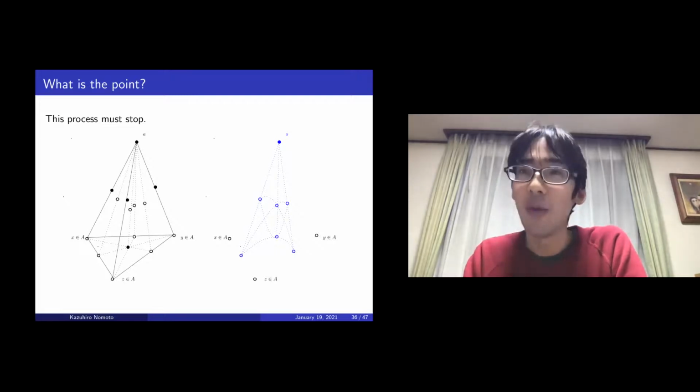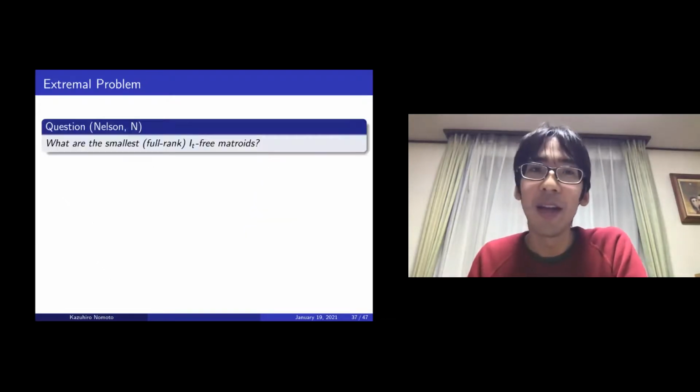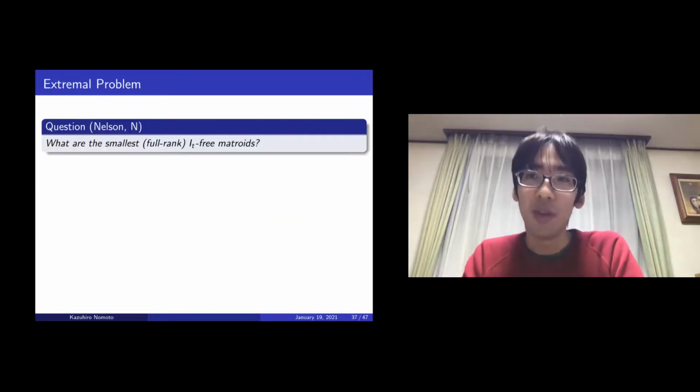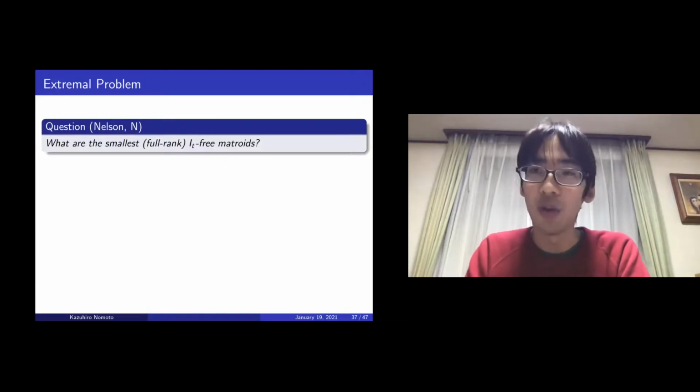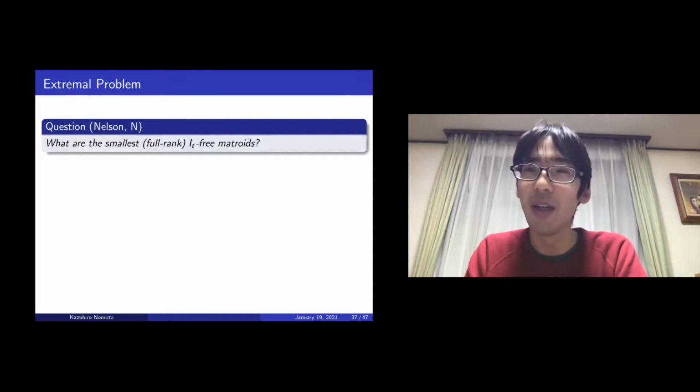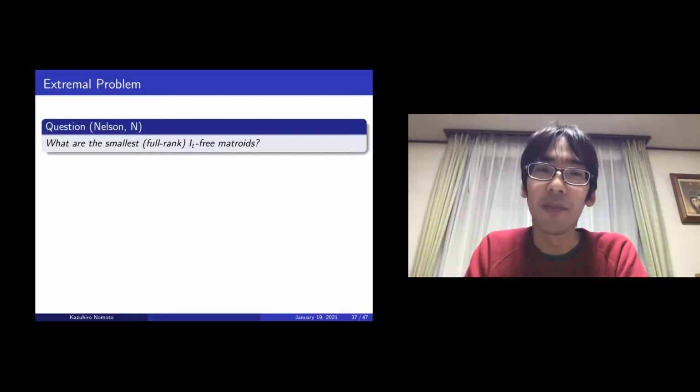I'm doing really well, so I might finish early. There's one more problem I wanted to talk about, which is the extremal problem, which I think Peter might have talked about in December. So there's a question of ours which asks the following: what are the smallest I3T matroids? I'm still talking about simple, well, actually, no, I'll come back to that point later. But what are the smallest I3T matroids?